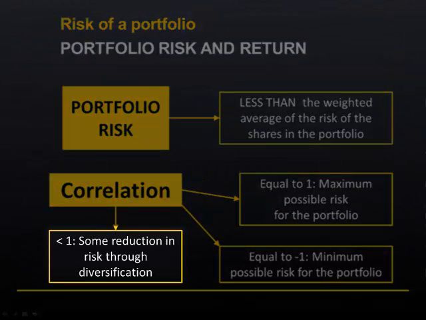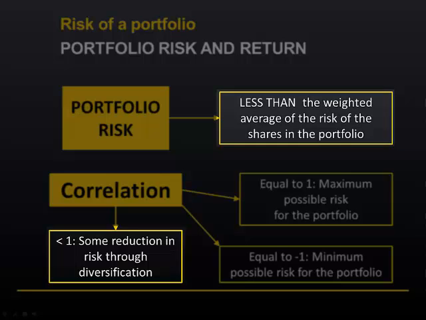In the real world, correlations fall between 1 and -1. As long as the correlations are less than 1, there is some benefit from diversification, because at least some of the time returns will be moving in opposite directions. The risk of the portfolio will be less than the weighted average of the risk of the shares in the portfolio, and can sometimes be less than the risk of either share. The lower the correlation, the greater the benefit from diversification, the greater the reduction in the risk of the portfolio.